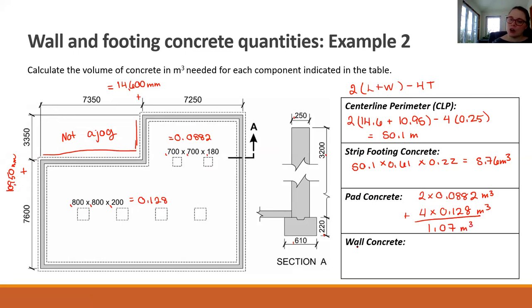And for the wall concrete, it is going to be length times width times height. The length is our center line perimeter. So 0.51 times the width of 0.25 times the height of 3.2. And that leaves us with 16.3 cubic meters.